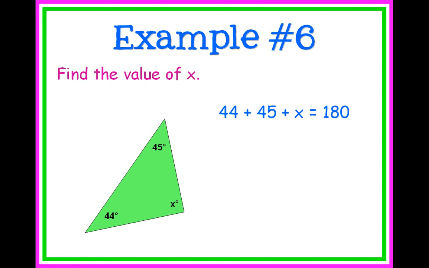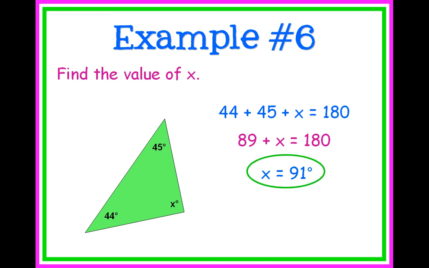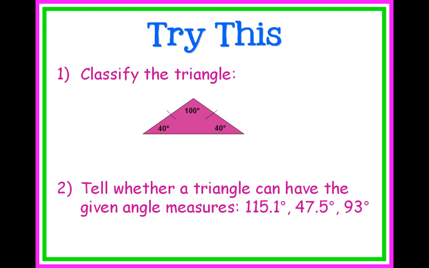Adding our like terms, 44 plus 45 is 89. 89 plus x will equal 180. Now we have to subtract 89 from both sides, and we get that x is 91. So the other angle will be 91 degrees. If we add and check 44 plus 45 plus 91, yes, we do get 180, so that means we are correct. Okay, try these on your own, see what you can do.